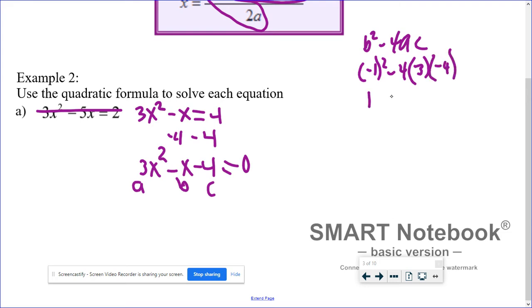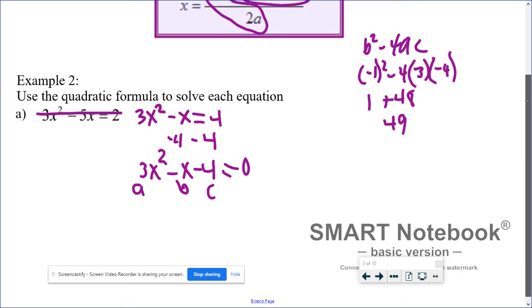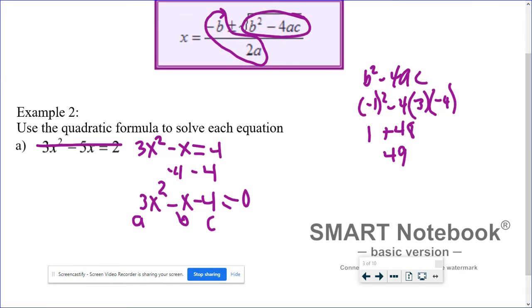So you end up with 1. -4 times 3 is -12. -12 times -4 is -48. So you end up with plus 48, a discriminant of 49. That 49 is the expression underneath the square root. So I'm just going to go ahead and take the square root of it, and you get 7.